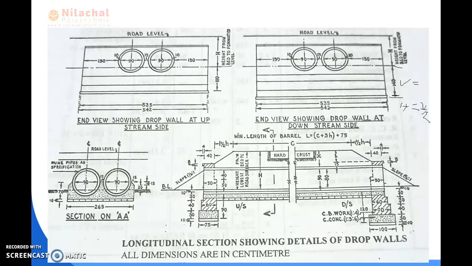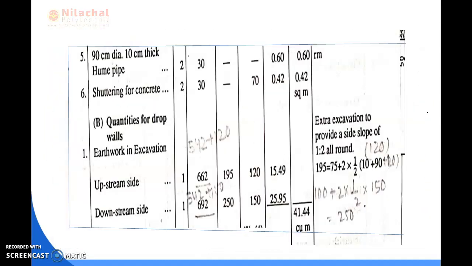For both sides, look, 542 is the actual length of the drop wall at the downstream side, and 2 into 150 by 2 is the horizontal distance of the side slope. Okay, the total distance is equal to 692, and we consider the same in the breadth part.